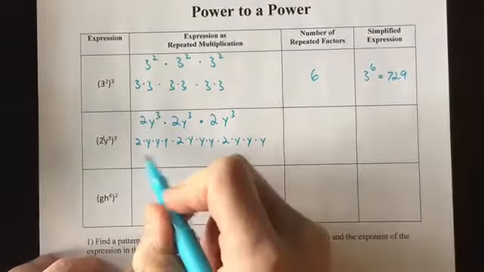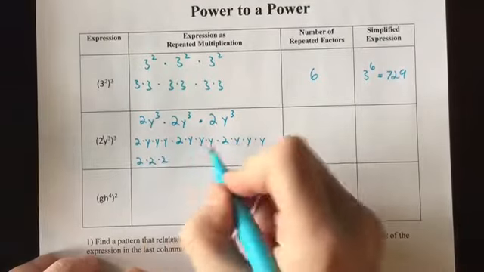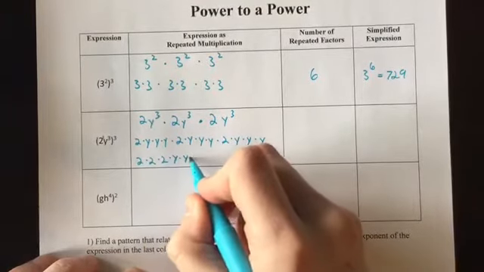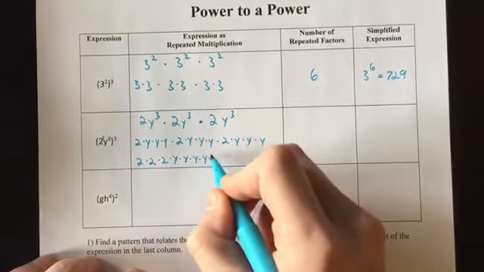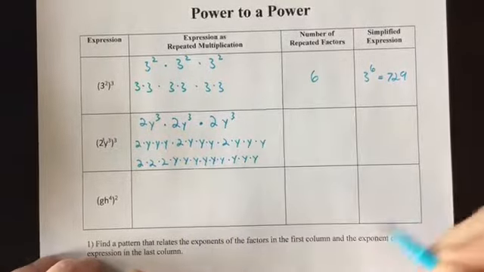Now here I'm going to regroup using our commutative property. 2 times 2 times 2, and then y times y times y times y times y times y times y times y times y.